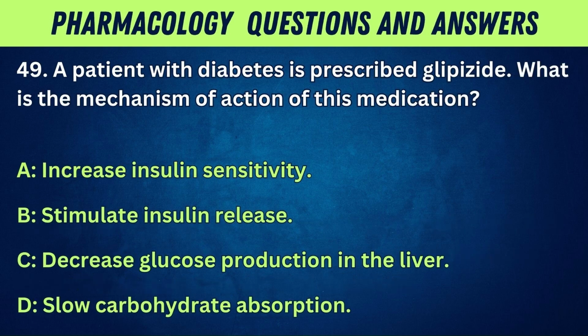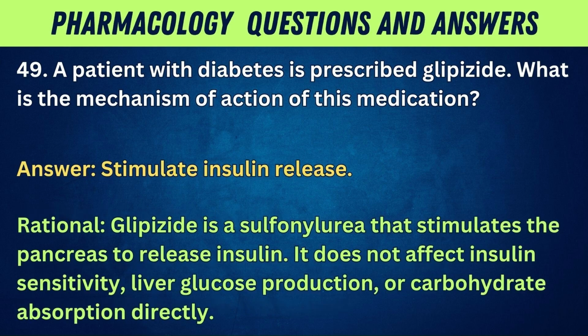49. A patient with diabetes is prescribed glipizide. What is the mechanism of action of this medication? A. Increase insulin sensitivity. B. Stimulate insulin release. C. Decrease glucose production in the liver. D. Slow carbohydrate absorption. Answer: stimulate insulin release. Rationale: glipizide is a sulfonylurea that stimulates the pancreas to release insulin. It does not affect insulin sensitivity, liver glucose production, or carbohydrate absorption directly.